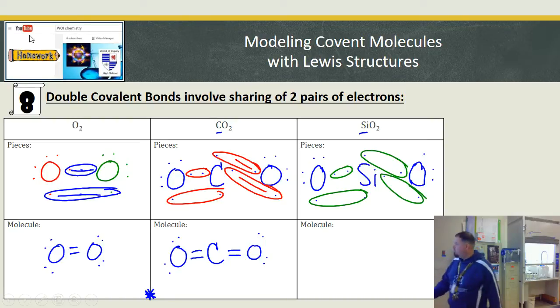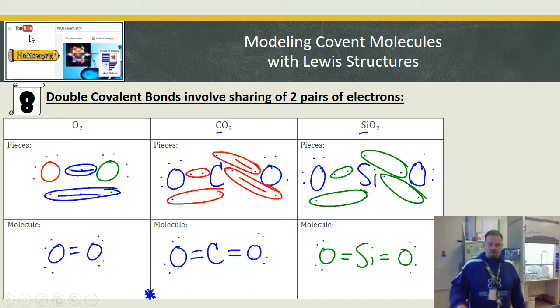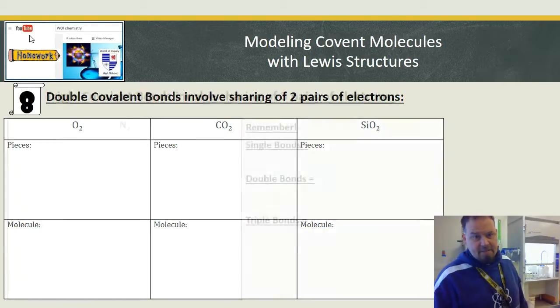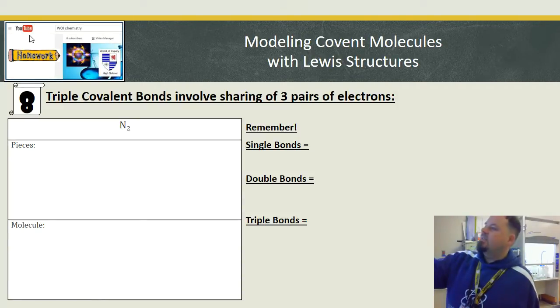So notice my loop-de-loop looks a lot similar to carbon dioxide. And then I just redraw: Si's got 2 bonds to this oxygen, 2 bonds to this oxygen. And now we have double bonds down. We have one more complicated one to do. It's called a triple bond, and these things do exist. Nitrogen is the most common example.